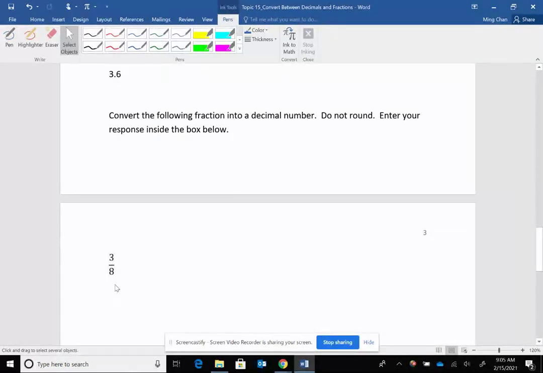All right, 3 over 8. Okay, do not round. Just 3 divided by 8. You should do your long division, and then it will end. That's why I said do not round. The decimal place will end.